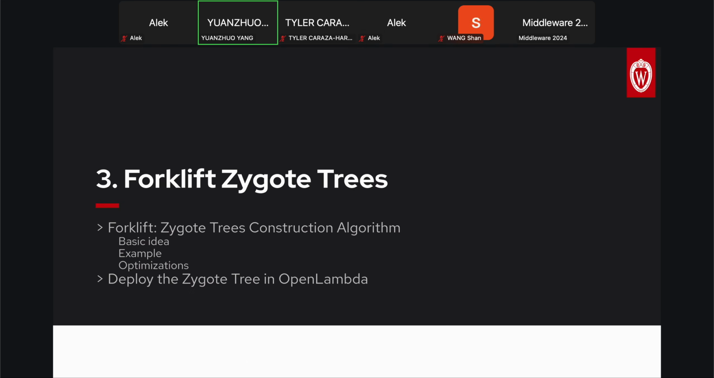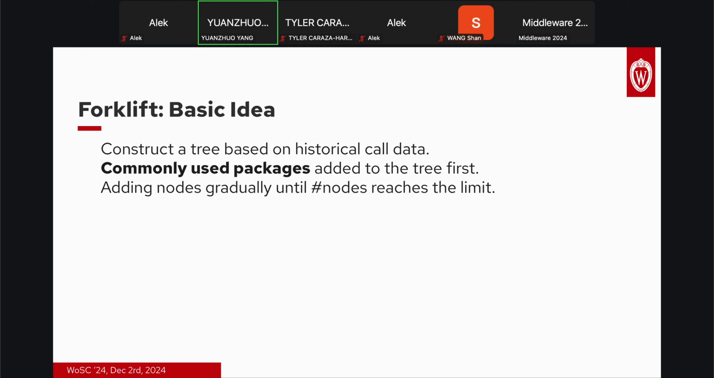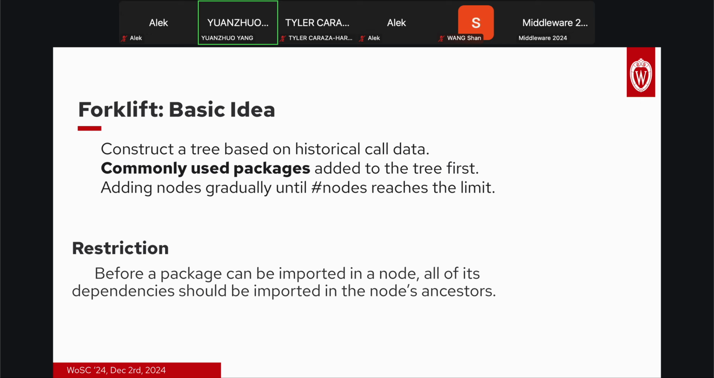Okay, so now I will introduce how we constructed the Zygote tree using examples, and also how we deploy the Zygote tree in OpenLambda. The basic idea of Forklift is simple. We construct a tree based on historical call data, and commonly used packages are added to the tree first, and we branch the tree until the number of nodes reaches the limit. We also specify a restriction for our tree. Before a package can be imported in a node, all of its dependencies should be imported in the node's ancestors.